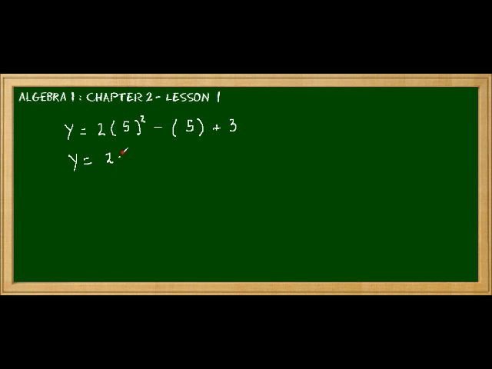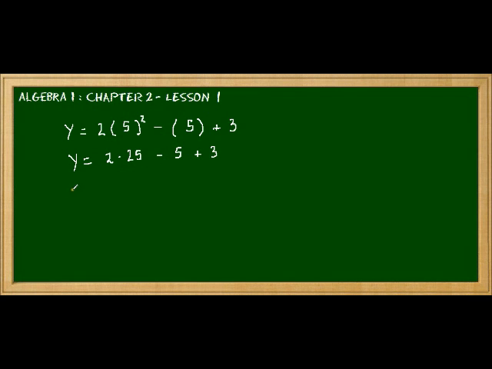Order of operations. We're dealing with the parentheses, but in this case, the parentheses is just the value. But we're dealing with the exponent in particular. So that would be 2 times 5 times 5, which would be 2 times now 25. And now we just simply have 5 here, and we have 3.